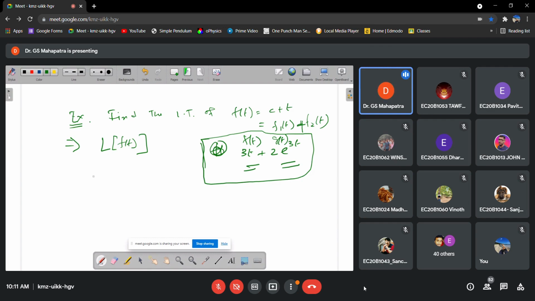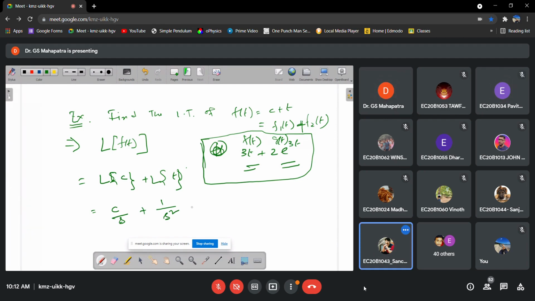Now, what will be the answer? Laplace transform of c plus Laplace transform of t, that will be the answer. So what is the Laplace transform of c? Somebody already said c by s, correct? c by s plus 1 by s square. So this is the application of Laplace properties. What is that property? Linearity property. I will not consider any problem right now.